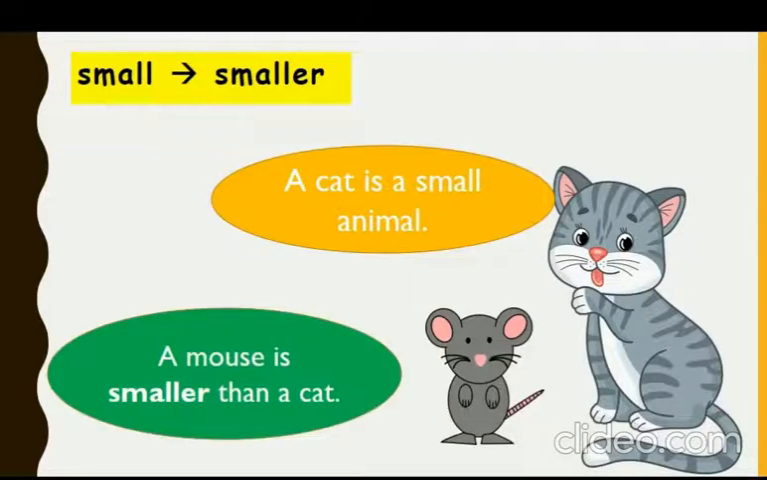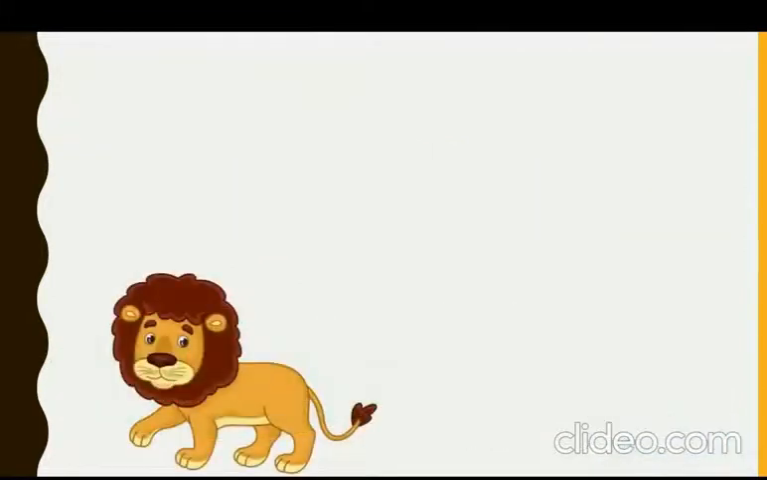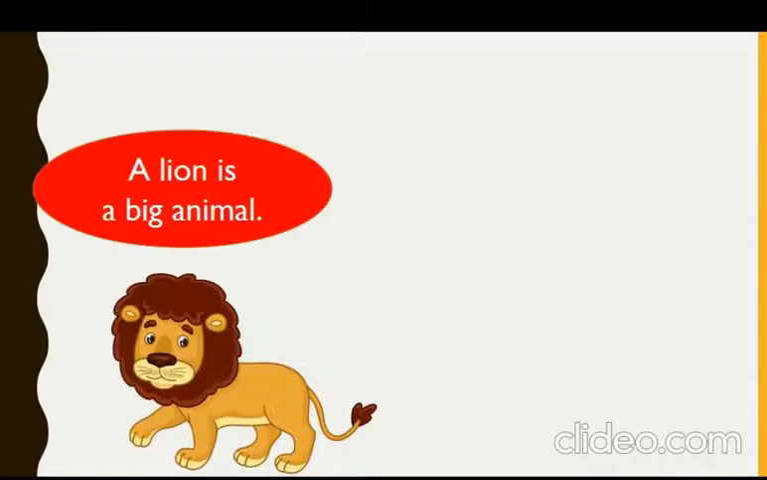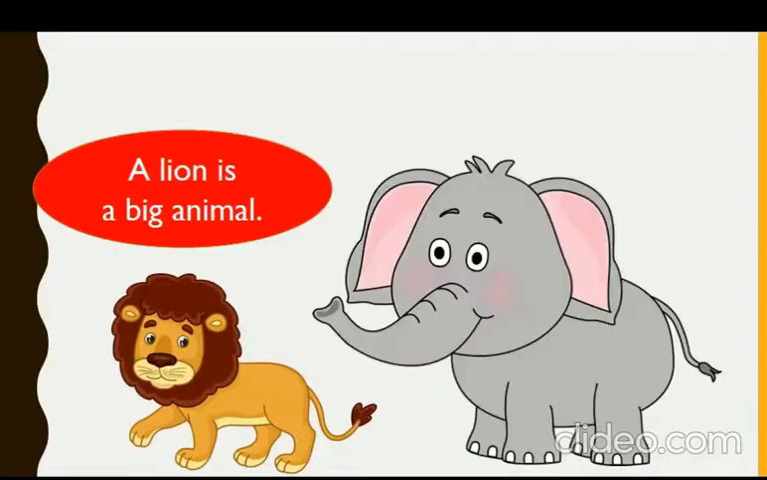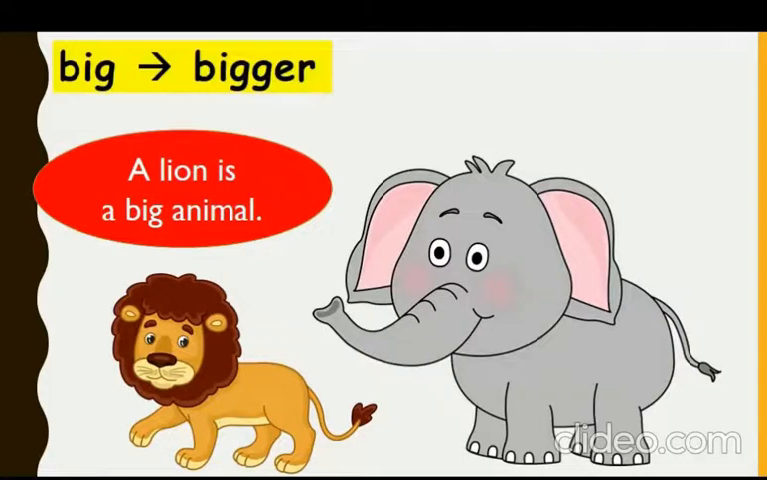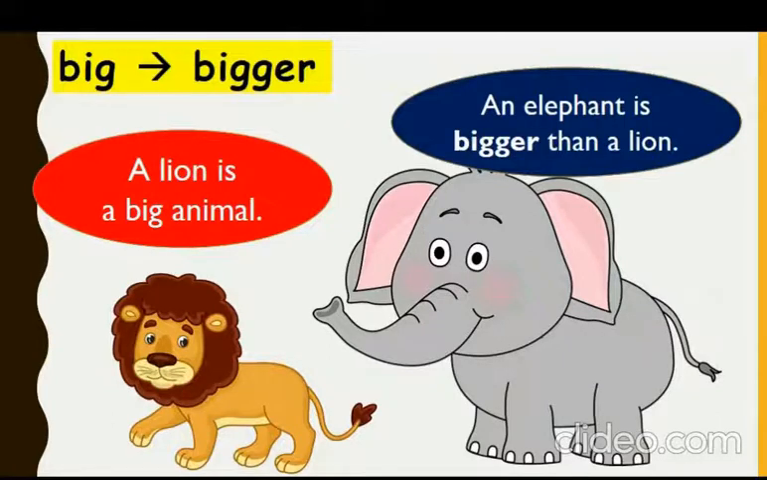Okay? Now, let's compare the lion and one more animal. The lion is a big animal. What about the elephant? How to compare them? With big. Okay. Now let's change the adjective into bigger. And the sentence should be: an elephant is bigger than a lion.